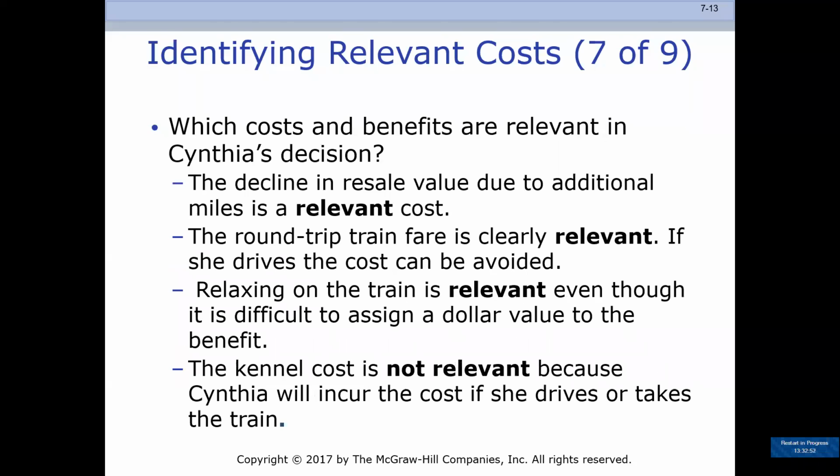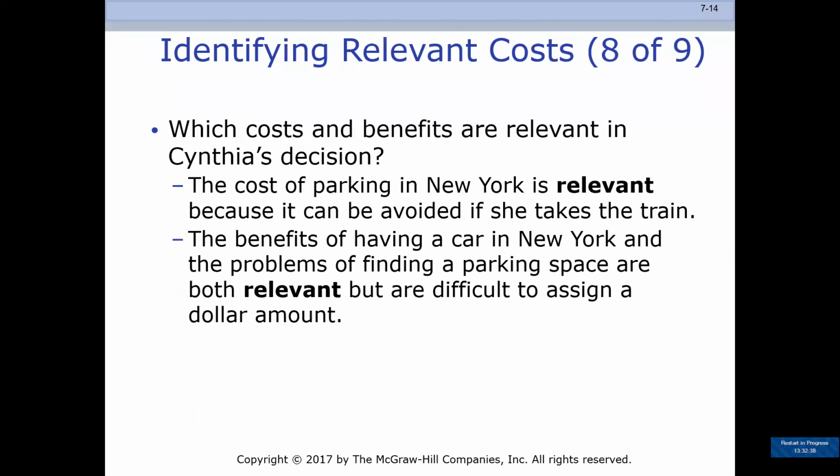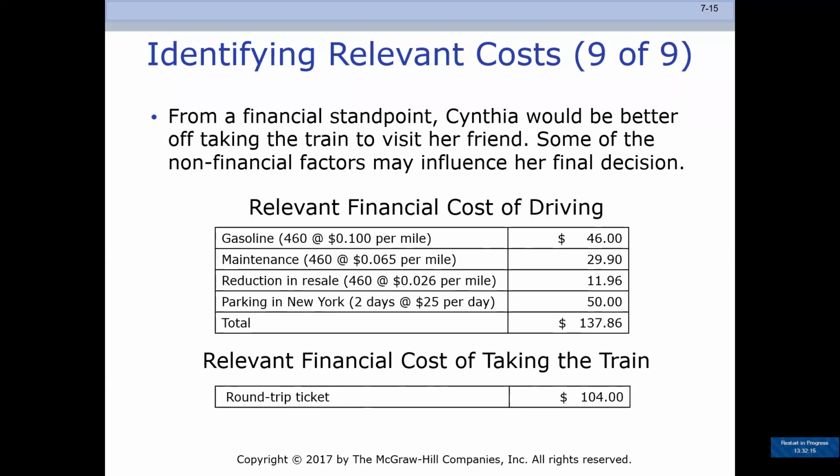Relaxing on the train is relevant, even though it's difficult to assign a dollar value. You could pick some number out of the air, but we're not going to do that here. The kennel cost is not relevant because she's going to put the dog in a kennel either way. So when the costs are the same between alternatives, it's irrelevant for decision-making purposes. The cost of parking in New York is relevant because it can be avoided if she takes the train. The benefits of having a car in New York and the problems of finding a parking space are both relevant, but are difficult to assign a dollar amount. So from a financial standpoint, she'd be better off taking the train.